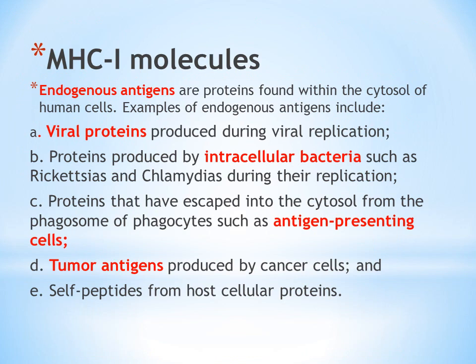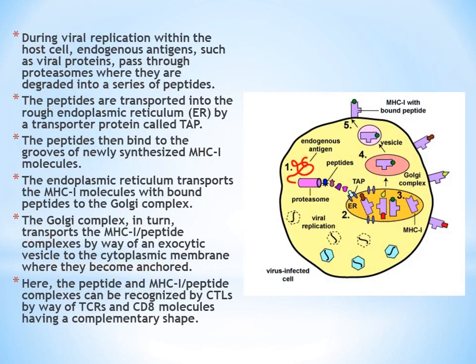Endogenous antigens include viral proteins, intracellular bacteria, antigen presenting cells, tumor antigens, and self-peptides from the host cellular protein. This is the process of how it takes place. Number one is the endogenous antigen. It enters into a proteasome. The proteasome breaks the endogenous antigen into a large number of peptides. These peptides enter into the endoplasmic reticulum through TAP, the transporter protein.